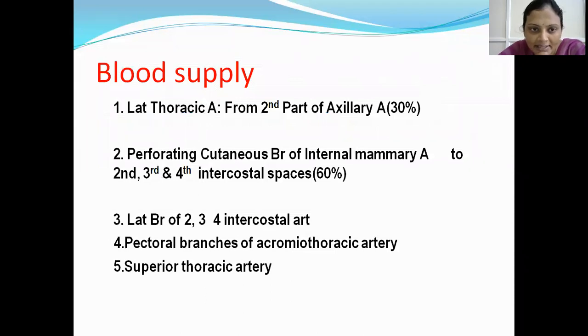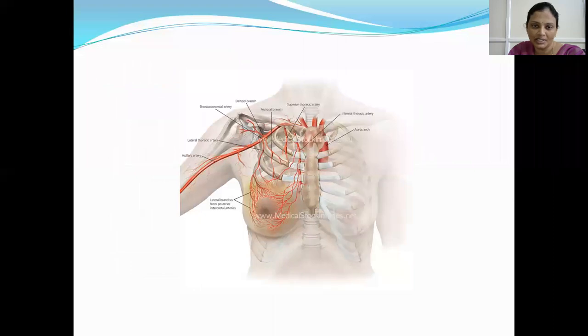Regarding the blood supply of the breast, it is supplied by the lateral thoracic artery, which is a branch of the second part of the axillary artery, constituting 30%. Perforating cutaneous branches of the internal mammary artery to the second, third, and fourth intercostal spaces constitute about 60%. Also the lateral branches of the second, third, and fourth intercostal arteries, the pectoral branch of the acromiothoracic artery, and the superior thoracic artery. So, diagrammatic representation.